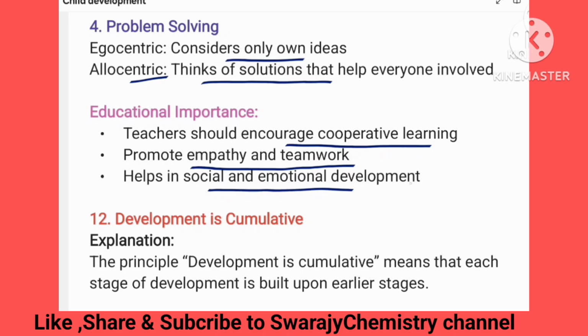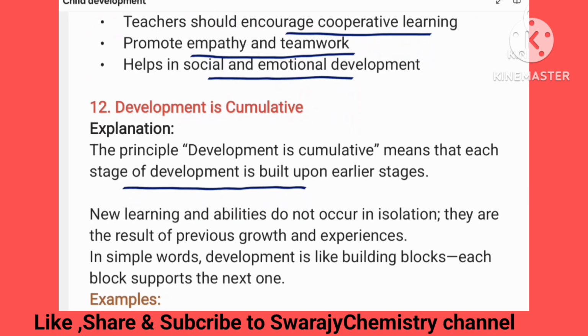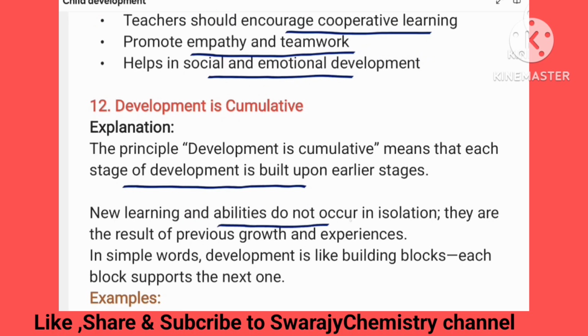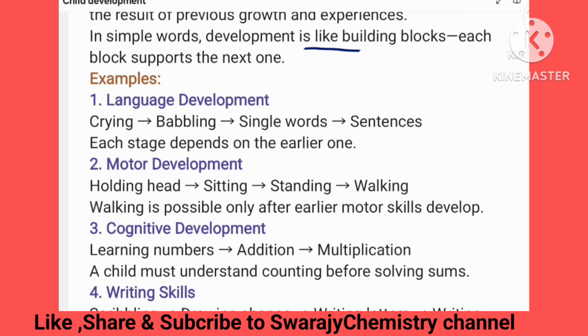The last principle is development is cumulative. That means each stage of development is built upon earlier stages. New learning and abilities do not occur in isolation, they are the result of previous growth and experiences. In simple words, development is like building blocks. Each block supports the next one. Example, if we consider language development: crying, babbling, single words, sentences, each stage depends on the earlier one.